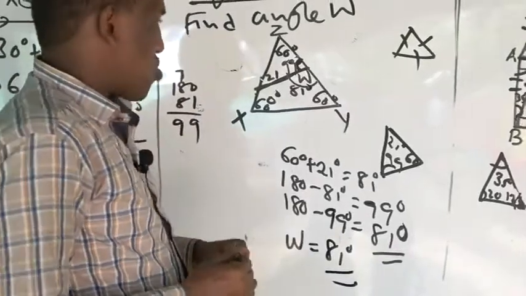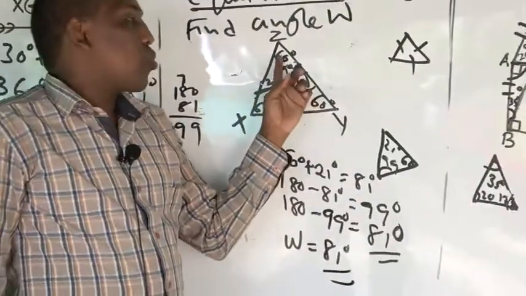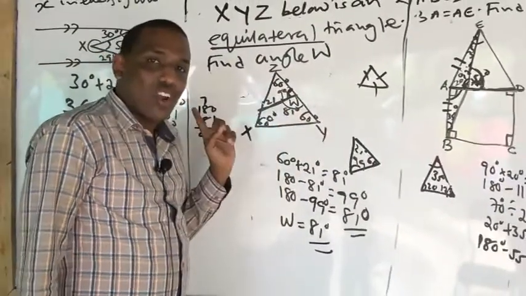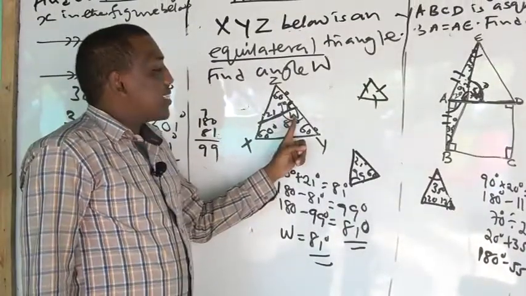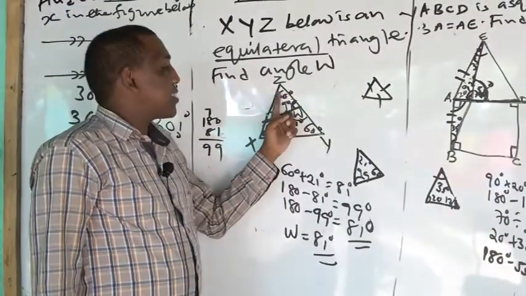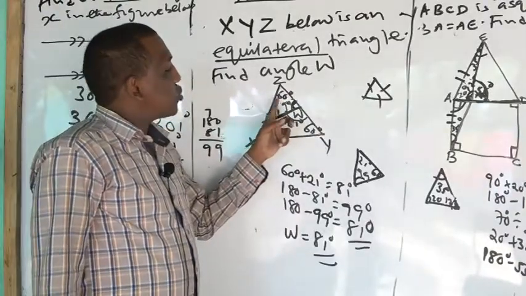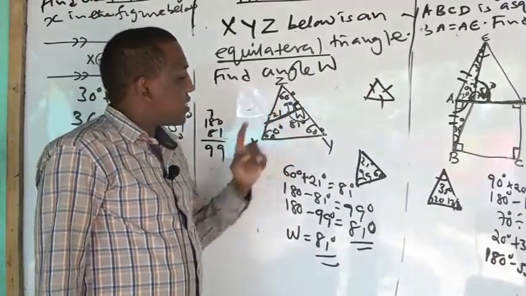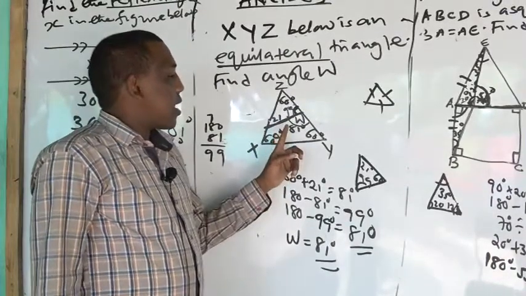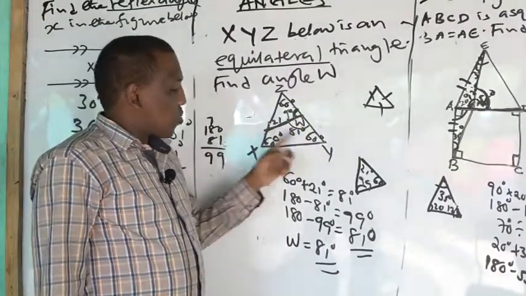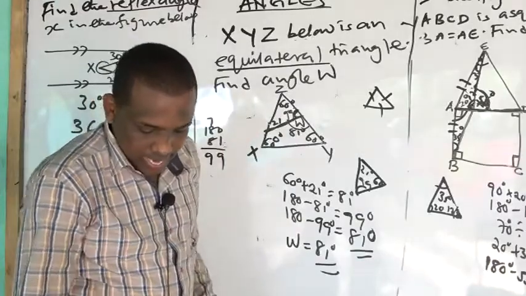Those are two ways we can do. I said equilateral 60, 60, 60, all angles. To get the exterior angle, you add the two interior. 60 plus 21, 81. That's how we get. Or you add these two, 60 plus 21, 81, then 180 minus 81, you get 99. 180 minus 99, now you'll get 81 degrees.